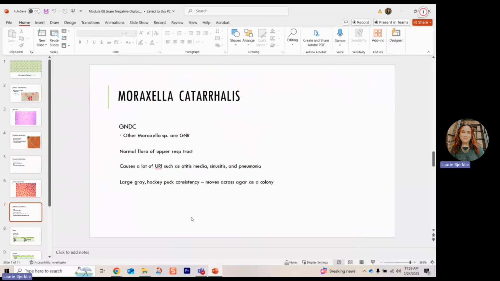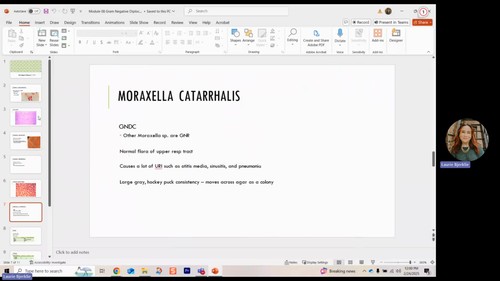And that's kind of what Moraxella catarrhalis is known to do. When you take your loop, you can almost slide the colony on the agar a little bit like that hockey puck. It can move across that agar if you're pushing it just right, and it is Moraxella catarrhalis. So that is a unique feature that hardly anything else has.